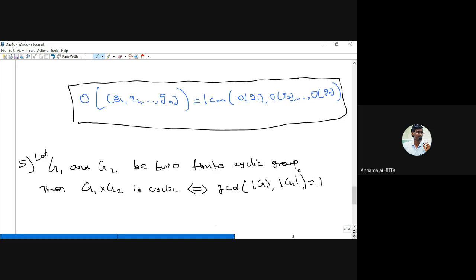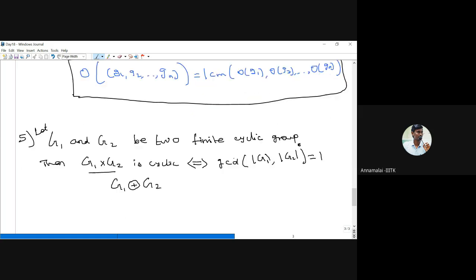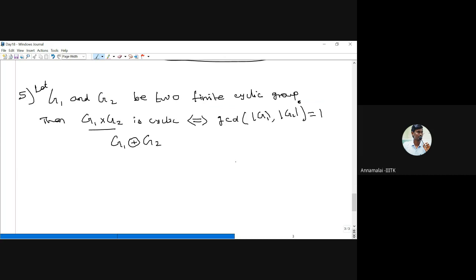Sometimes they use the Cartesian product cross, or sometimes they use the notation G1 direct sum, direct product, G2. Anyway, this is also an ordered pair of elements, and the intersection contains only the trivial element. So this is very important.